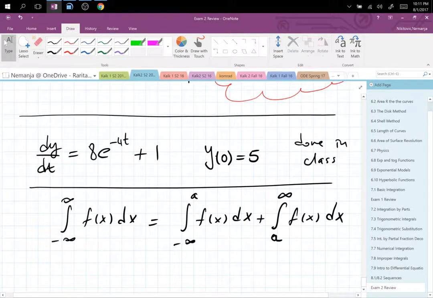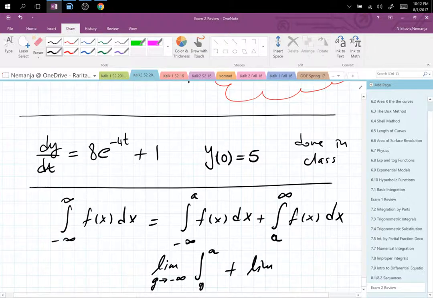So the first one will have the limit a. Well, I can't use a now. Now g goes to whatever, negative infinity, integral from g to a, plus the other limit is h goes to infinity, a to h. So you would break it up at whatever number you want, at 0 or at 1 or whatever is convenient to compute later, depending on the function you have.